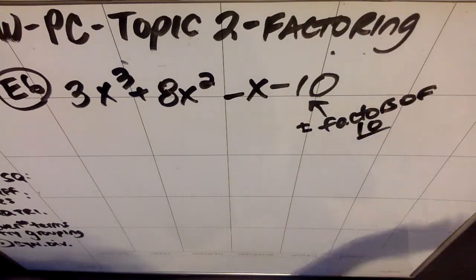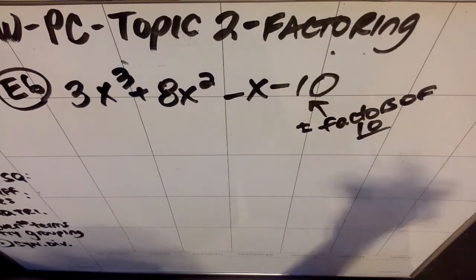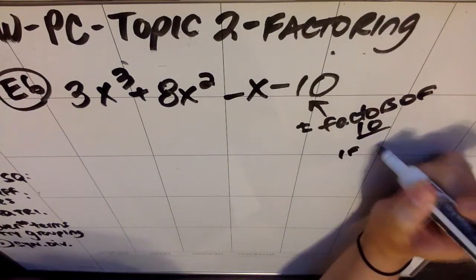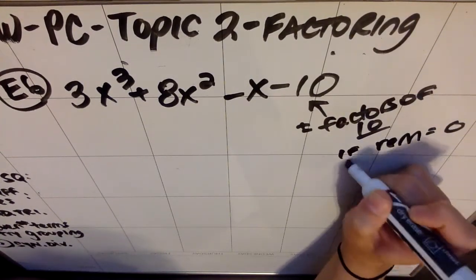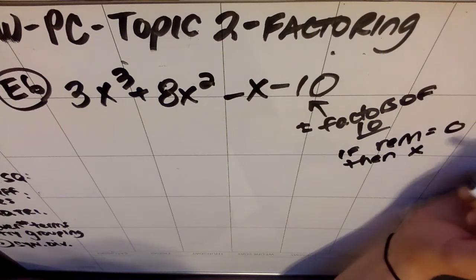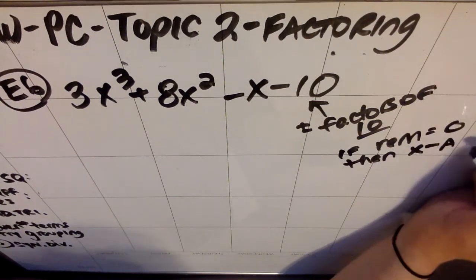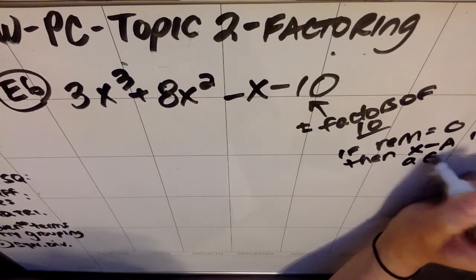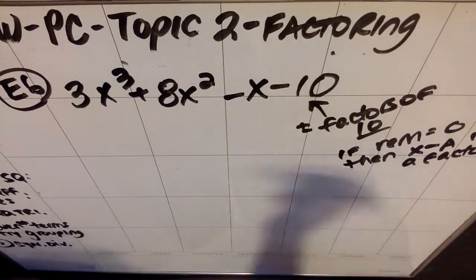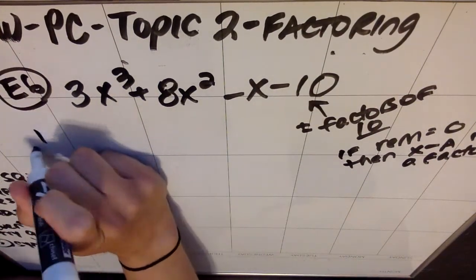So plus and minus those factors. And we're going to do synthetic division to see if we get a remainder of 0. If a remainder is equal to 0, then x minus whatever that number is is a factor. So I'm going to go ahead and start with the obvious guess, which is 1.